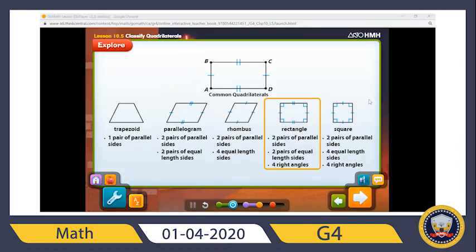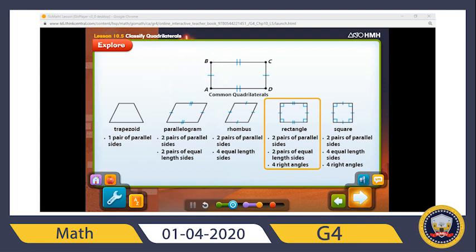Before starting to answer the question from your book, let's make a quick revision. So let's say, what does quadrilateral mean? Remember, a quadrilateral is a polygon with 4 sides and 4 angles. We have some common quadrilaterals.